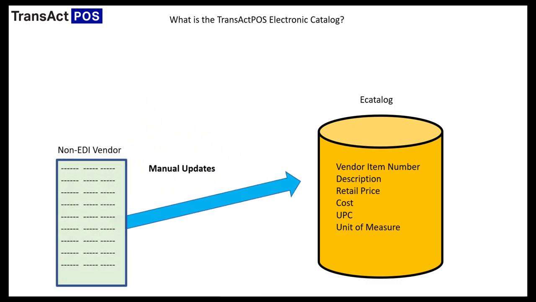The other type is non-communicating, or non-EDI vendors. That can be any vendor that may provide you with either an Excel or a CSV type of format that can then be mapped and then imported to the catalog, that central depository of information.